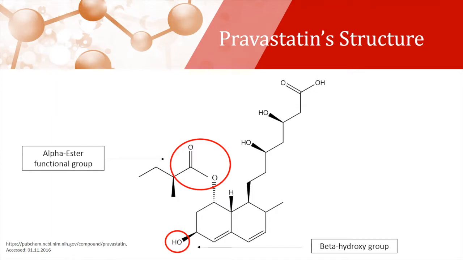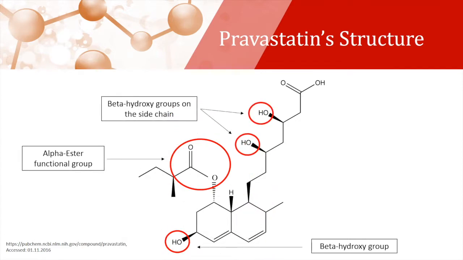This group would be prone to hydrolysis within the body during metabolism and excretion of the drug. Two beta hydroxyl groups attached to the side chain here, and finally a carboxylic acid group at the end of the side chain, which is converted into a sodium salt when manufactured into the drug on the shelves, which we know as pravastatin sodium tablets.